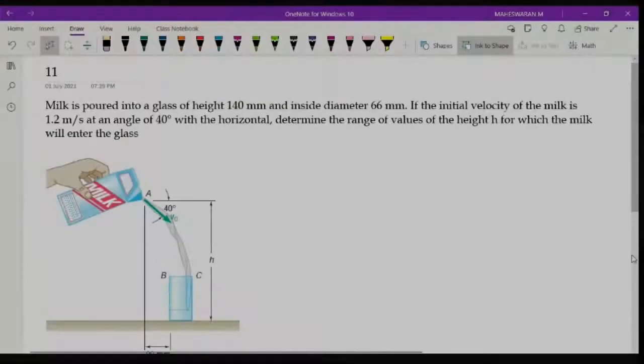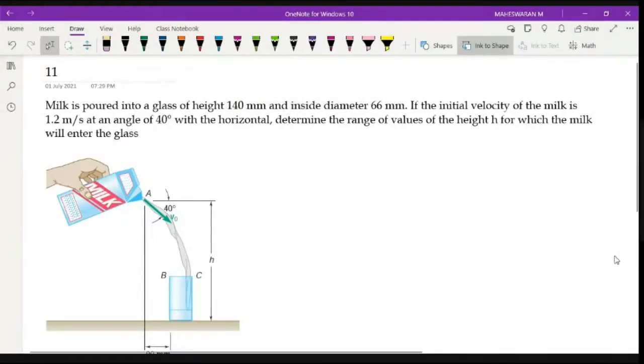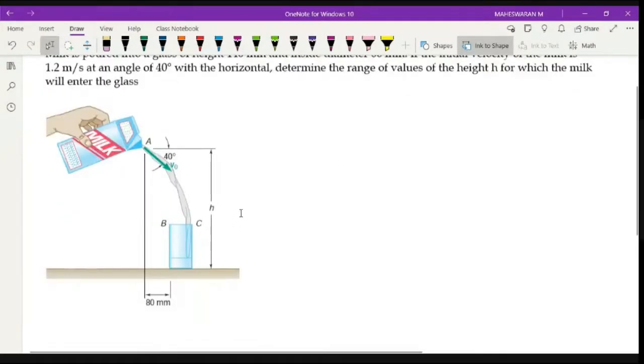Okay. Able to see that you have milk which is poured into a glass at a height of around 140 mm, right?